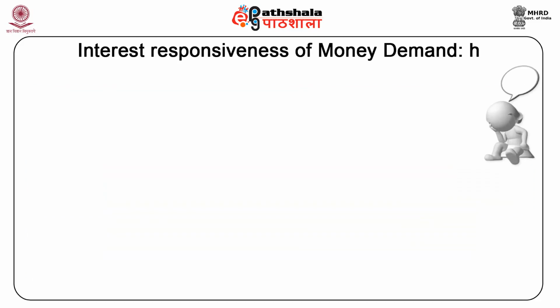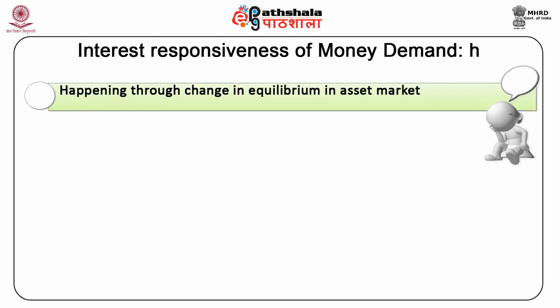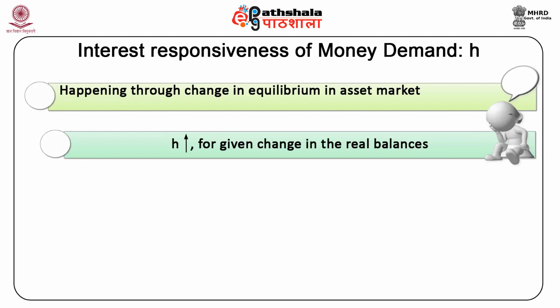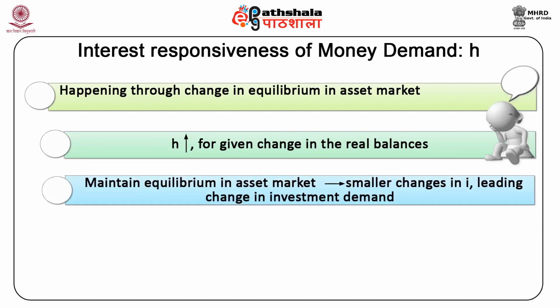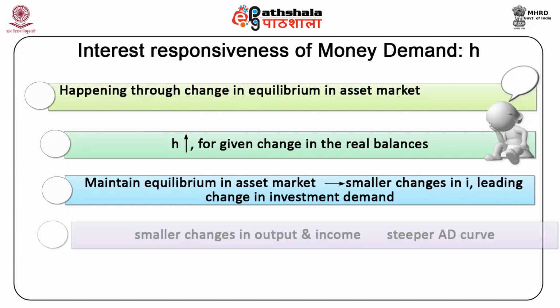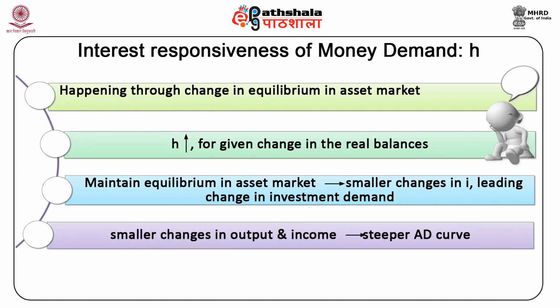Economically, this is happening through the change in the equilibrium in the asset market. When H increases, for a given change in the real balances M bar by P, to maintain equilibrium in the asset market, there will be smaller changes in I, leading to smaller changes in investment demand and hence smaller changes in output and income. This leads to a steeper aggregate demand curve.